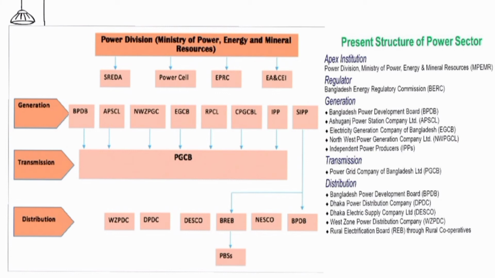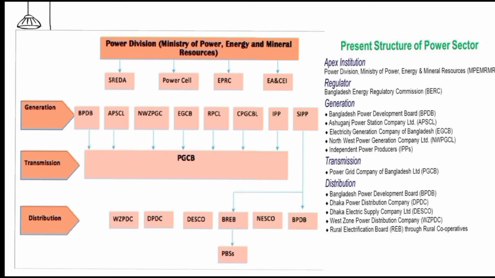In this case, BREB supplies the most power throughout the country. DESCO and DPDB supply in Dhaka city. NESCO supplies in the north side like Rangpur, Rajshahi. WZPDC supplies in the west side like Khulna, Barishal, etc.